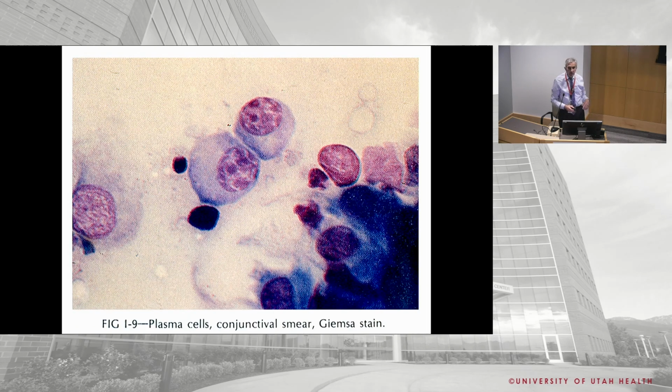Now there is a specific type of lymphocyte called a plasma cell. What does a plasma cell do? Make antibodies. So this is an antibody factory.